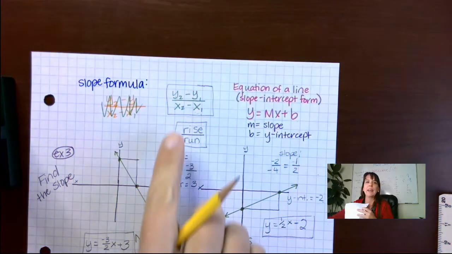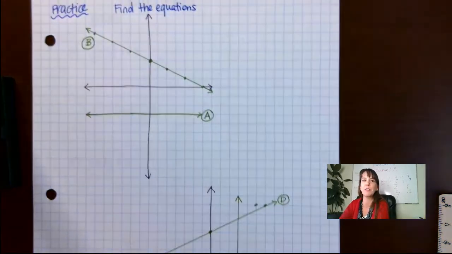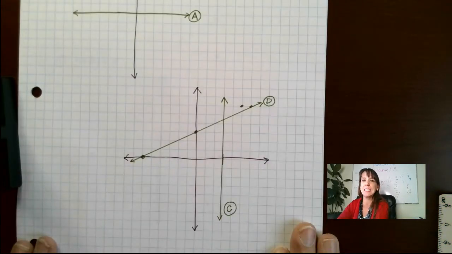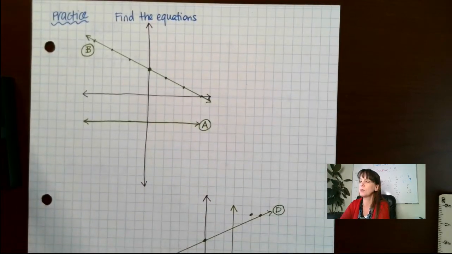Okay, guys. Next part is the practice. And I realized I introduced this slope formula here. We're not going to actually talk about that during this lesson, but do write that down. We'll talk about that during the next lesson. So guys, the practice, if you don't have your book in front of you, this is the first one, A and B. This is the second one, C and D. I want you to find the equations of those lines.